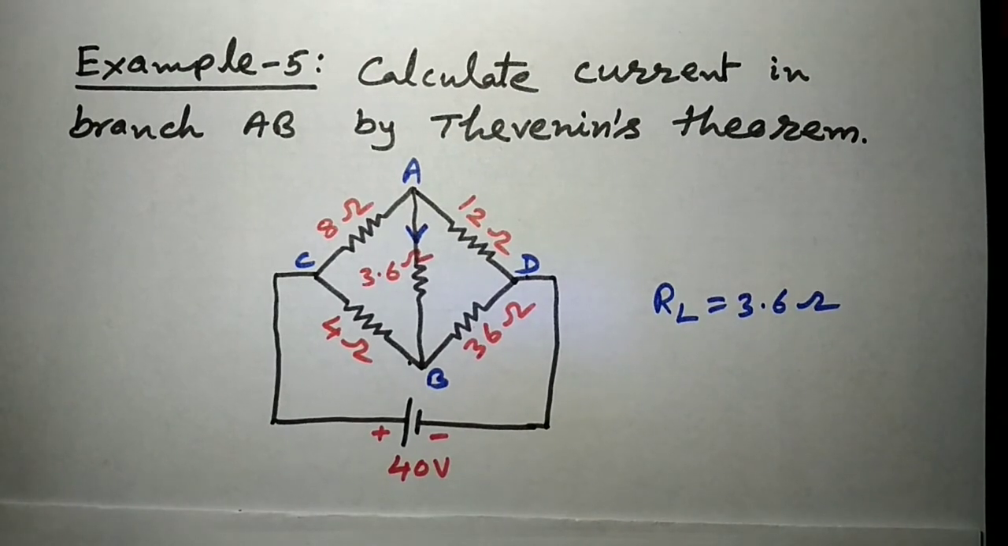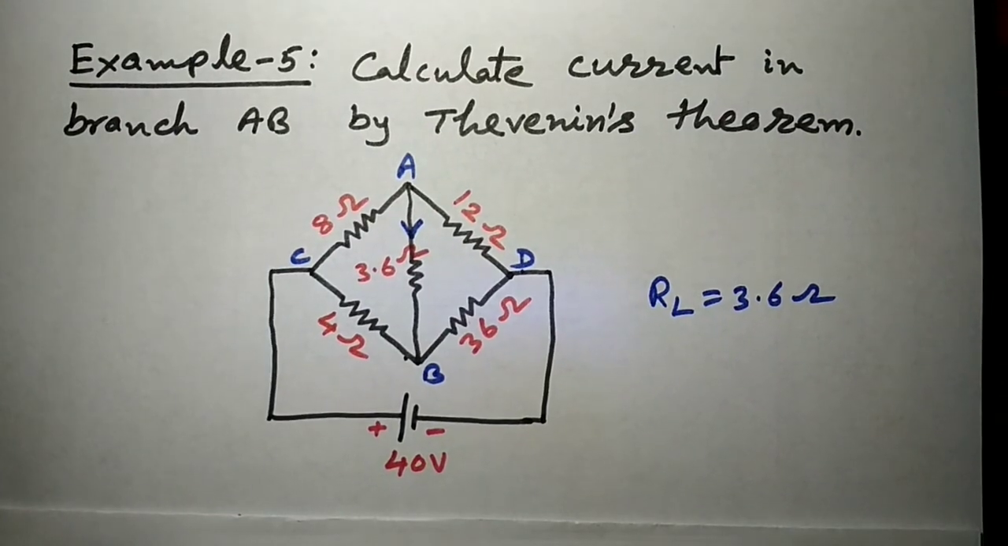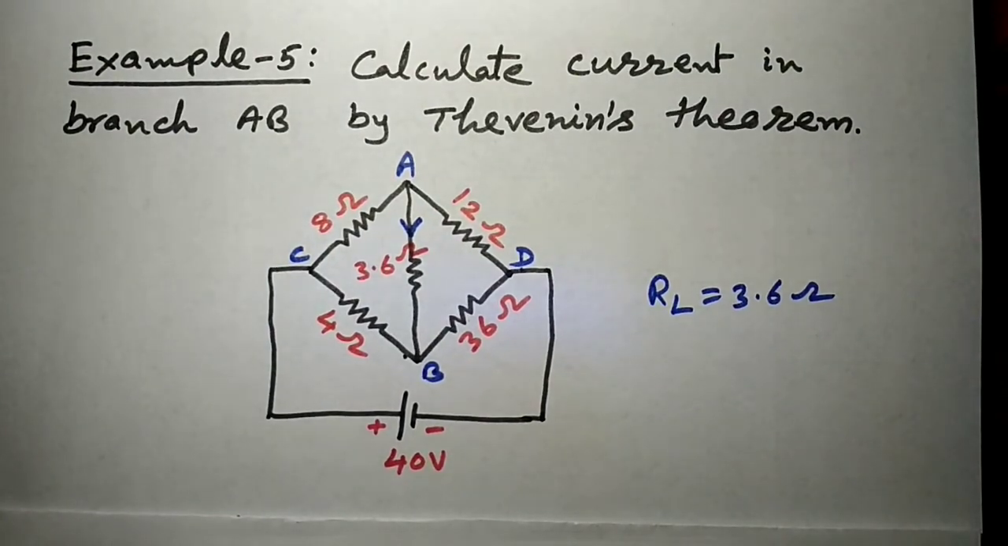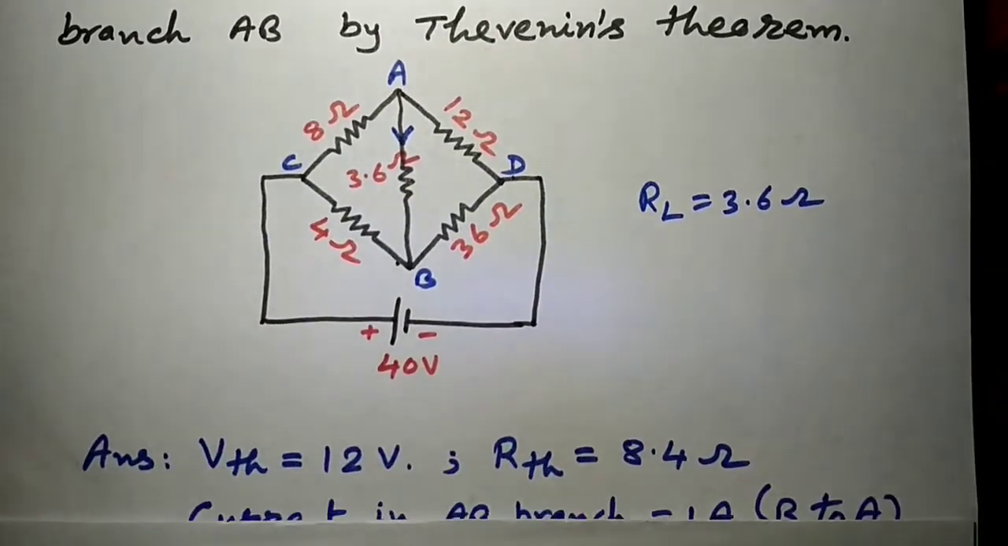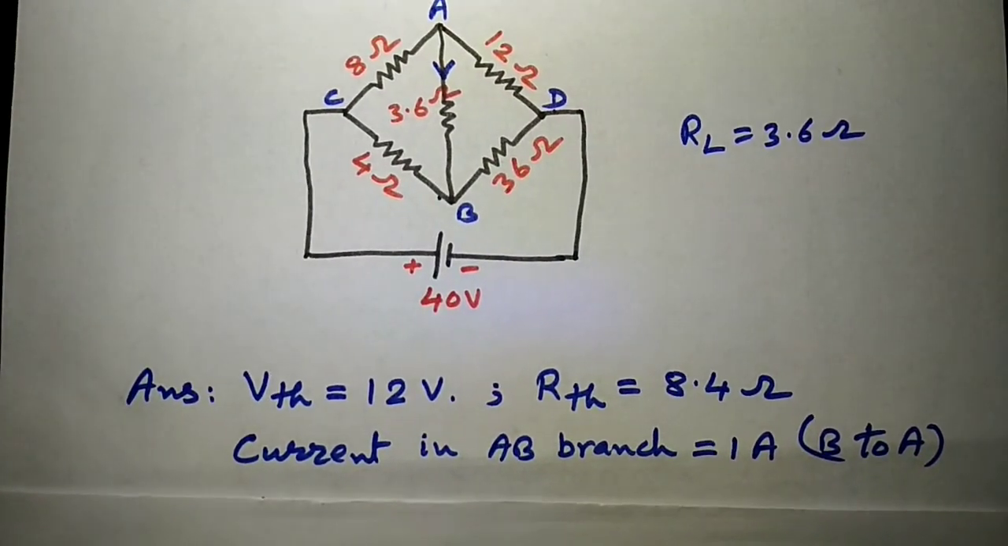So the same process, you have to calculate RTH, then VTH, then you have to draw the Thevenin equivalent circuit, then connect the load resistance across the Thevenin circuit and find the currents. The answer of this question is, for this circuit, the VTH is 12 volt, the RTH is 8.4 ohms, and current in AB branch is 1 ampere, and it will be from B to A. So try to solve this question.